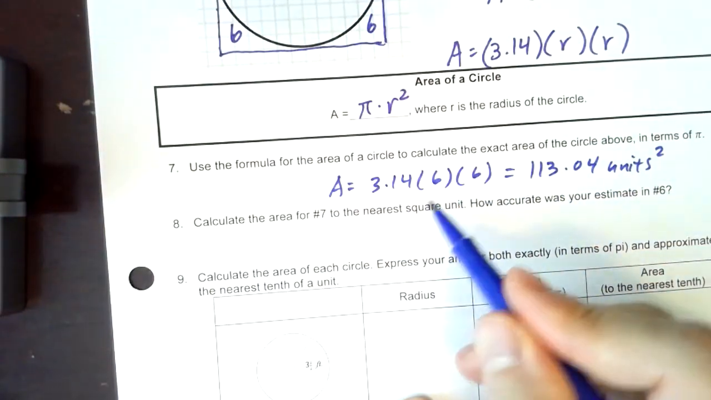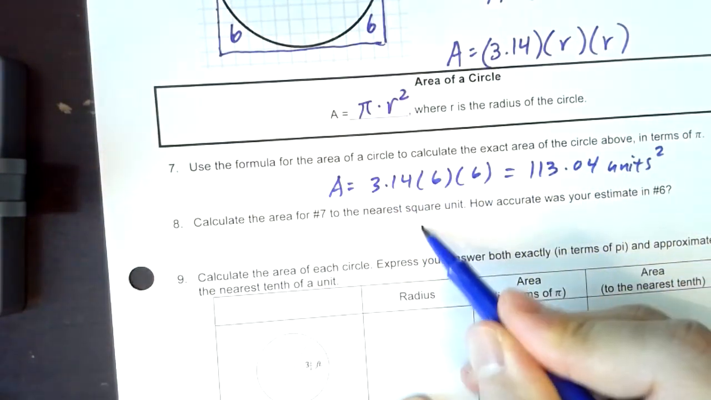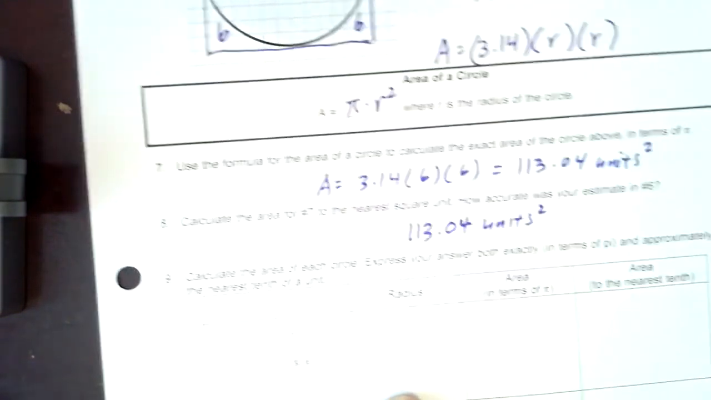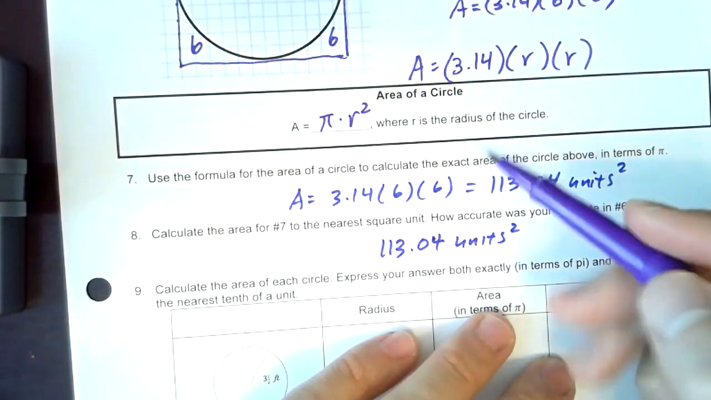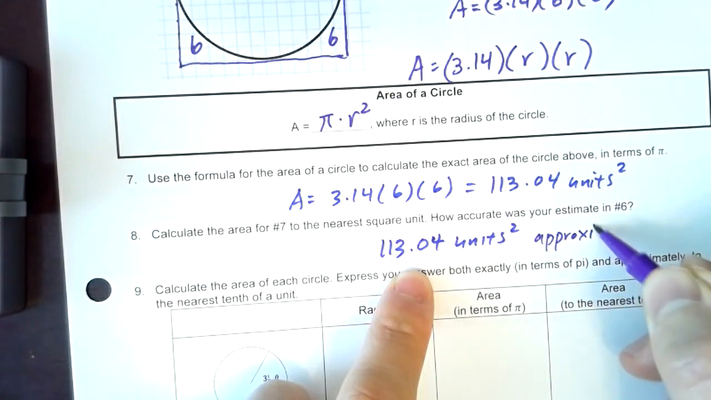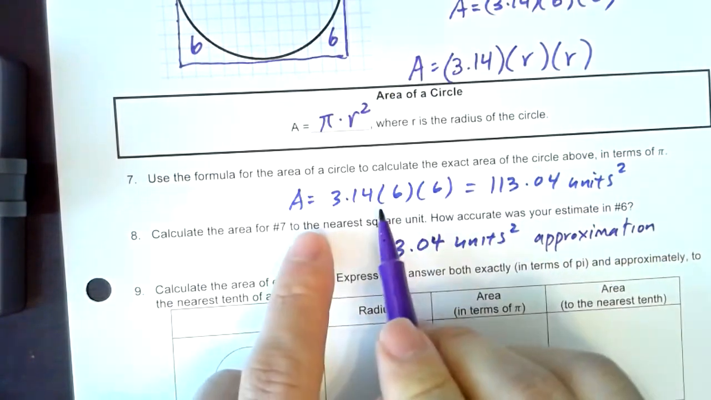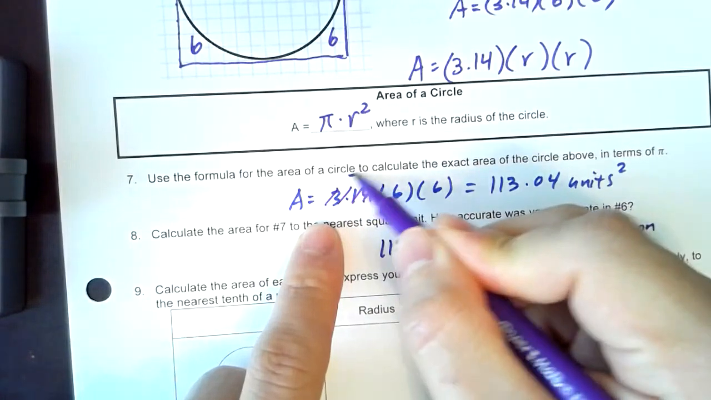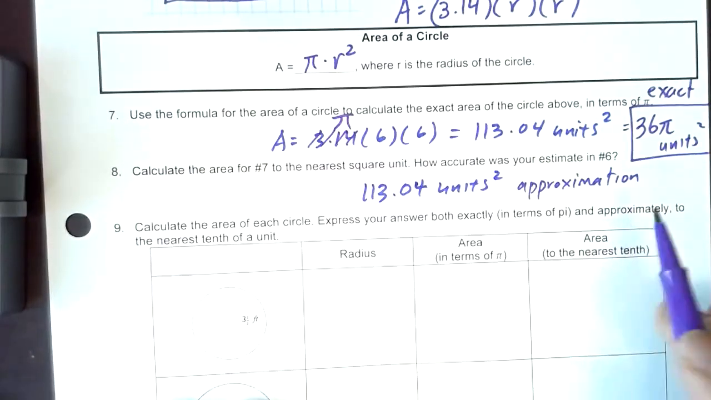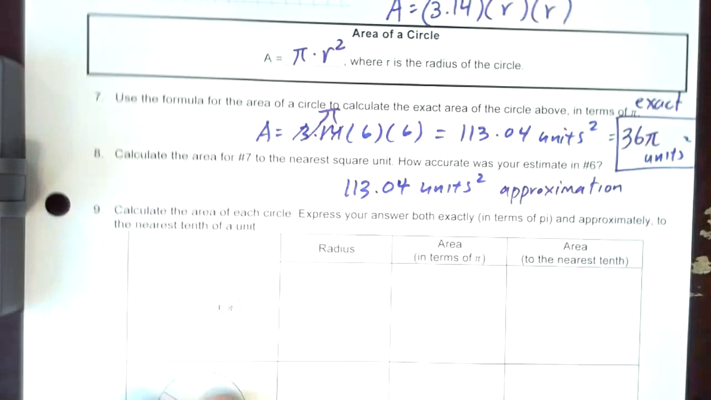Oh, okay. So the first one wanted me to use pi. The second one wants me to use the approximation. Remember, pi is the actual; the approximation is the decimal version. So this is the approximation. And instead of writing 3.14, I should have just left it as pi. So it's actually 36 pi. If you leave it in pi, class, that's considered the exact form. And then the approximation is considered the decimal form.